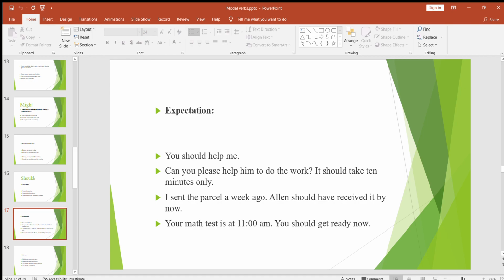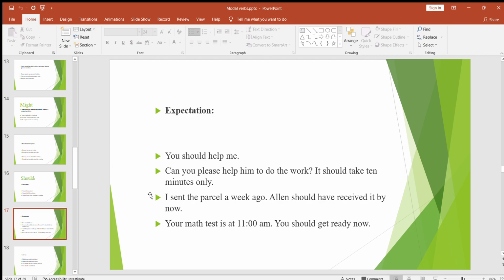So here for expectation, the first example is: you should help me. You are expecting your friend to help you in this case. And next: can you please help him to do the work? It should take 10 minutes only. So here the expectation is that it will take only 10 minutes. So can you help him in this case or in whatever the work is? You're expecting that the work will finish in only 10 minutes.